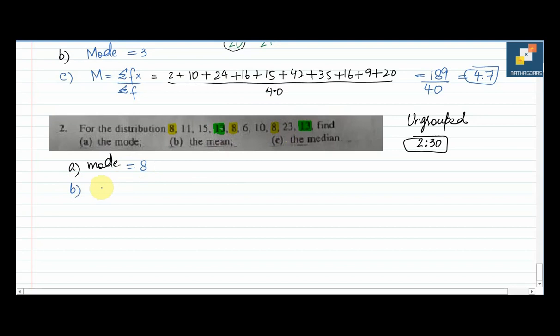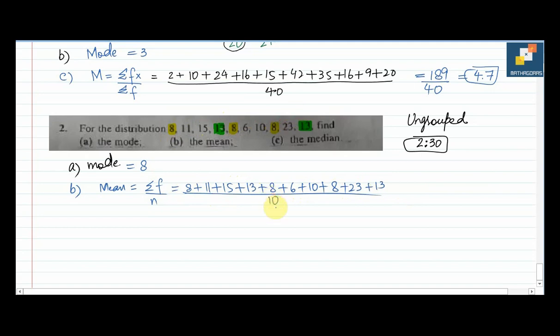For the mean part, mean for ungrouped data is sum of all values divided by n. So you need to add all those values. It will be 8 plus 11 plus 15 plus 13 plus 8 plus 6 plus 10 plus 8, 23 and last is 13, divided by how many numbers we have. It's 1 2 3 4 5 6 7 8 9 10. So we have 10 terms, right?